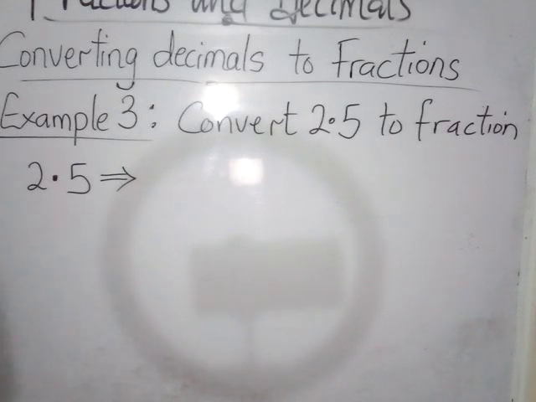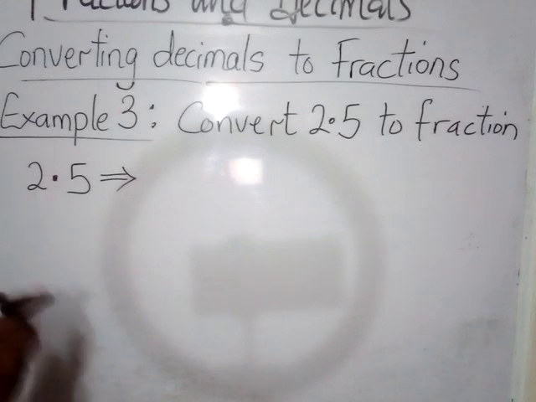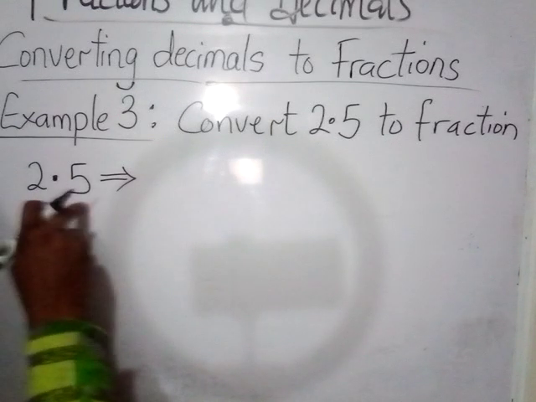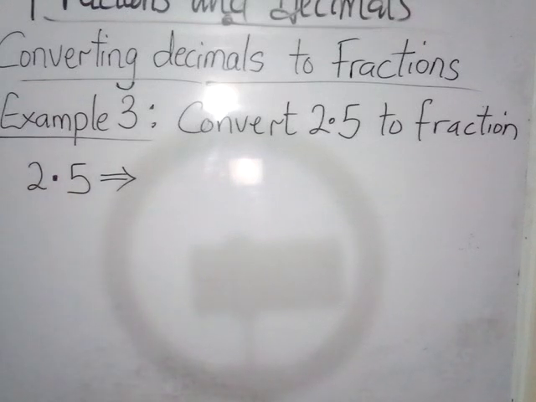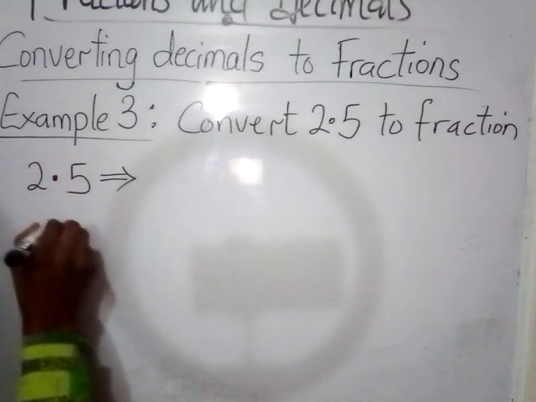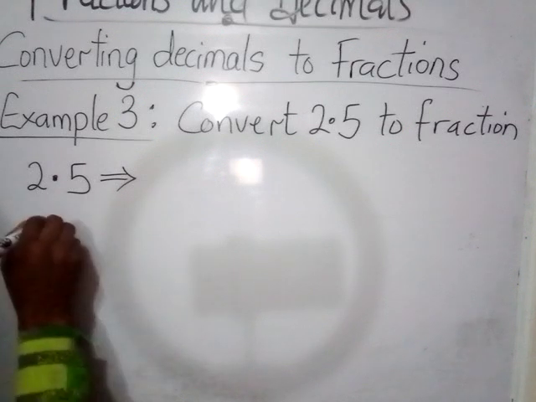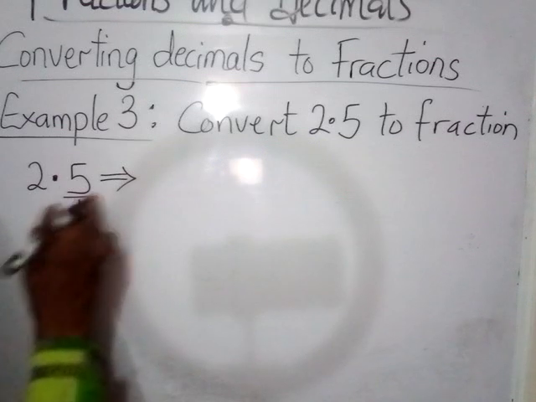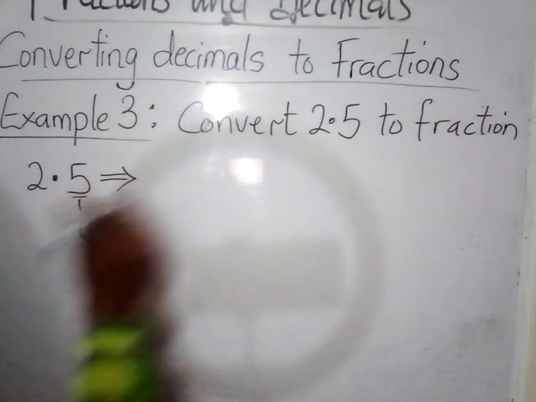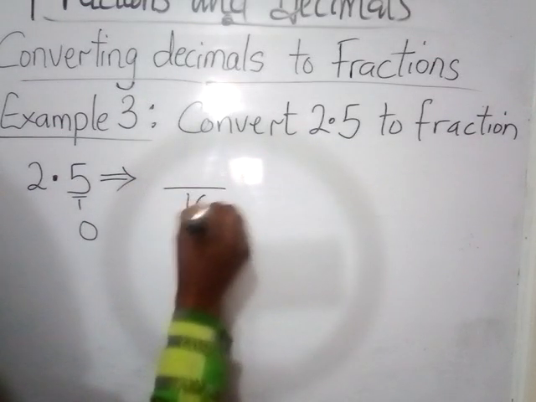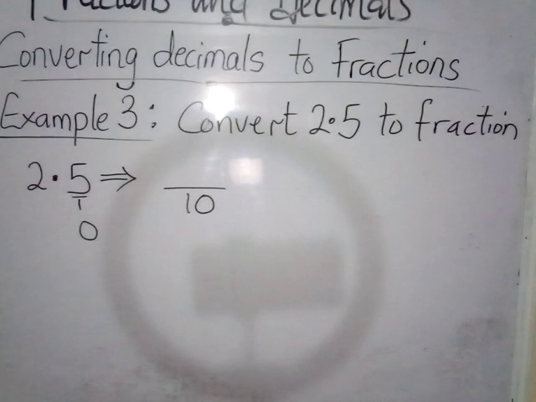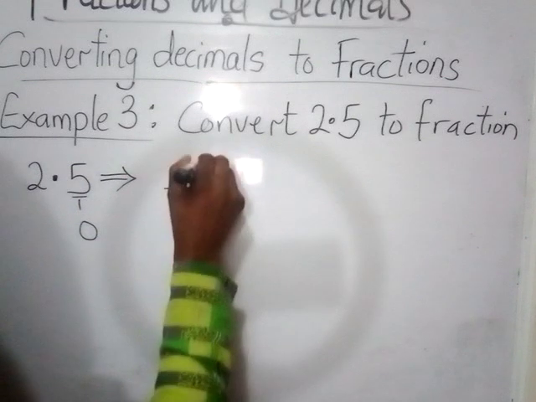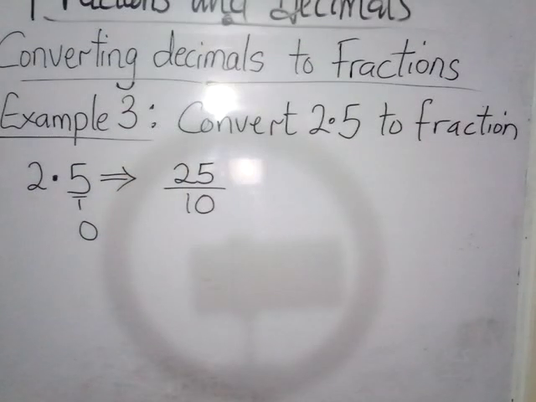So let's see how this goes. Now again, the same rules apply, the rules we used for the other two examples. How many numbers do you have after the decimal point? You have just 1. So again, the power of 10 that you're going to use has to have just 1 zero. So the power of 10 you're going to use is the one that has just 1 zero, which is 10 itself. Okay? So what happens to the point? It disappears. And up here you will now have 25.